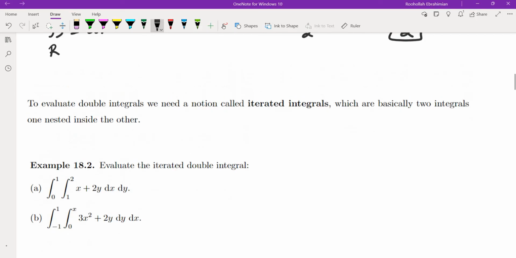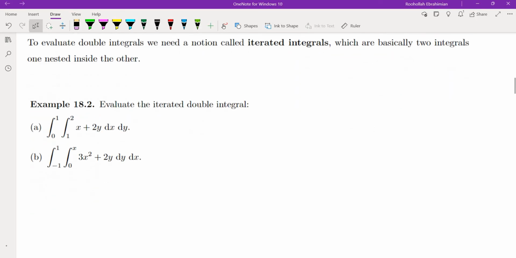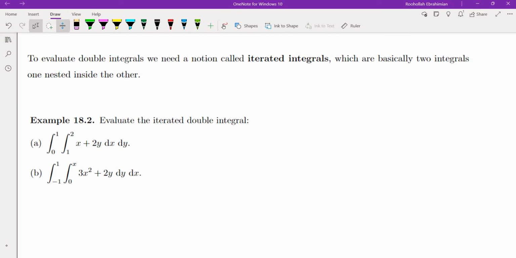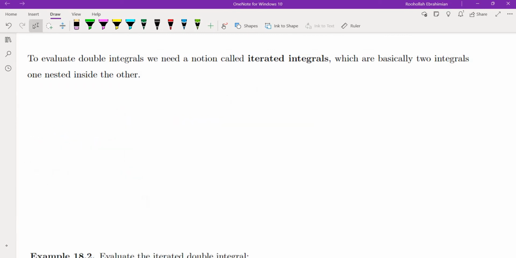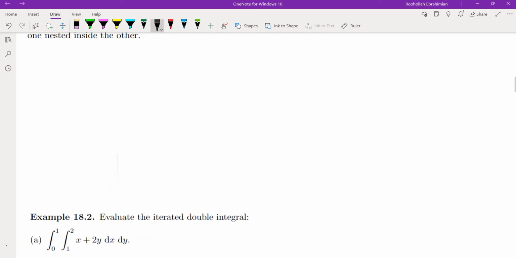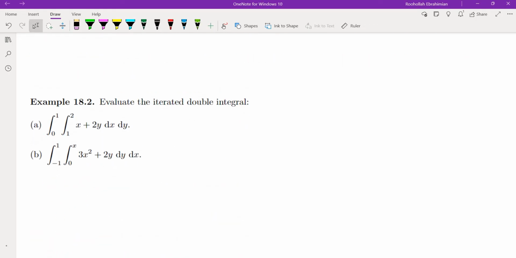Now, in general, to evaluate double integrals, we need a notion called iterated integrals. So what is an iterated integral? I will do an example, and then we'll relate the double integrals that we talked about and iterated integrals. It means we integrate with respect to x, and then we integrate with respect to y, or we integrate with respect to y, and then we integrate with respect to x. So this is what it means.